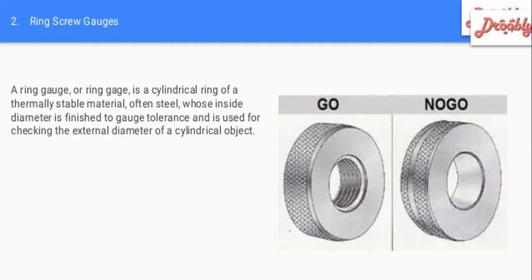A ring gauge is a cylindrical ring of thermally stabilized material, often steel, whose inside diameter is finished to the gauge tolerance, and is used for checking the external diameter of a cylindrical object. So these are highly used for checking the external diameter of a cylindrical object.